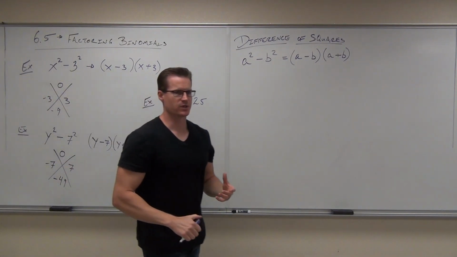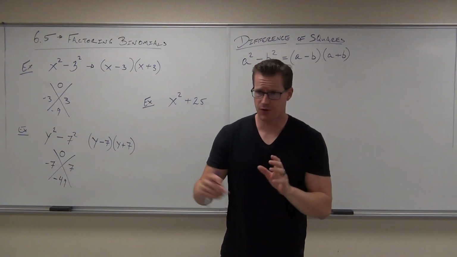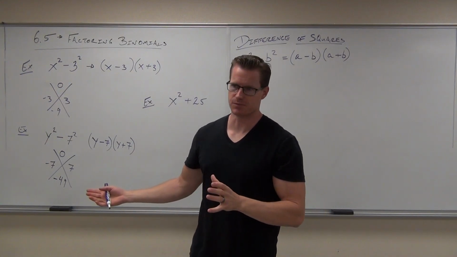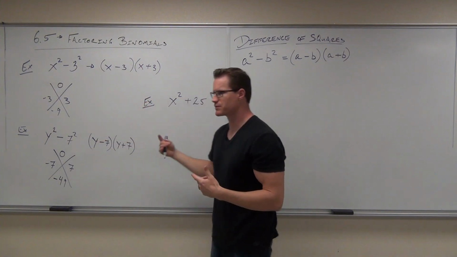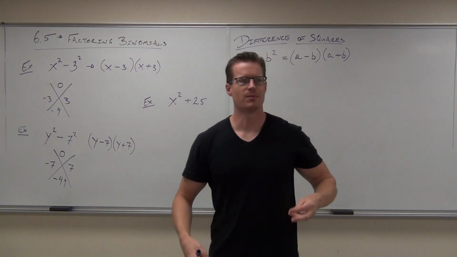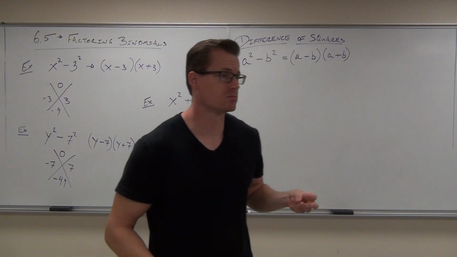Have different signs between them. It's from the diamond problem. It's from exactly that. It's not magic. None of this stuff is magic. But because this happens every single time this way with difference of squares, we have a formula for it, and that formula makes it just easier and quicker.